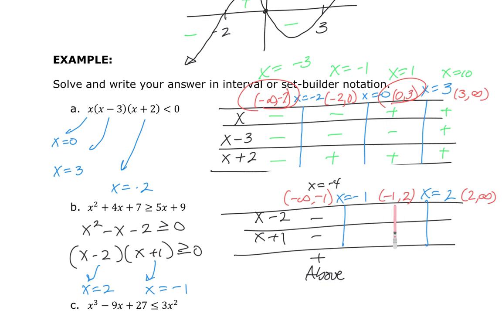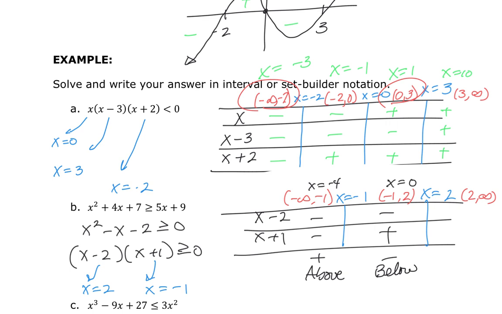In this region, I'm going to choose x is equal to 0. And I always choose x is equal to 0 unless it is a factor. So I put in 0 and I get negative and I get positive. So negative, positive, negative, below.